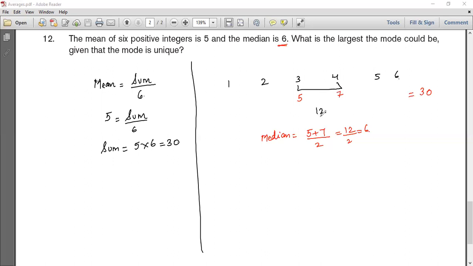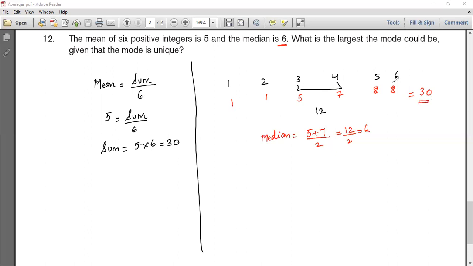Now I already have a 12 here. Okay, now since it is already 7, the number here has to be higher than that. So this will be my mode. And 8 plus 8 is 16, and this is 12. So you already have 28 as the total. So the only values that you can fit at the first and the second integers are 1 and 1. So if you add all of them, we will get 30.